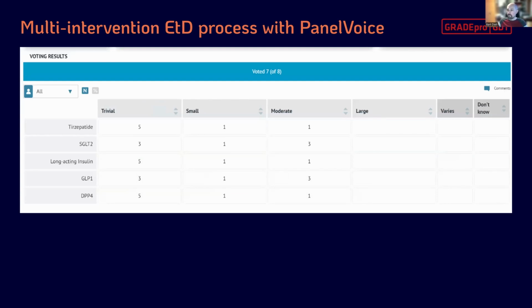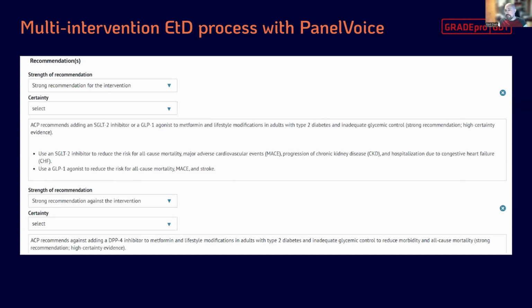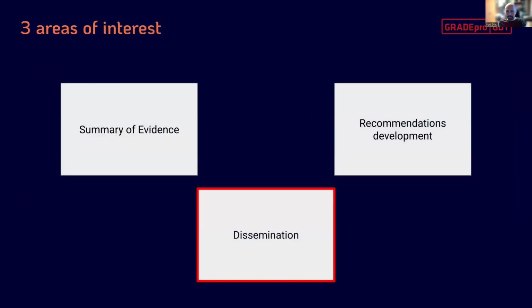If some of you used panel voice, we needed to do a lot of changes into a panel voice in terms of how to show results from panel voting for multiple interventions. So this is a summary of judgments, and finally being able to give not only one but multiple recommendations with different strength and different certainties in the same ETD, because you have multiple interventions. You may want to give as many recommendations as you have interventions, or it may be a smaller number, but probably this will be more than one.